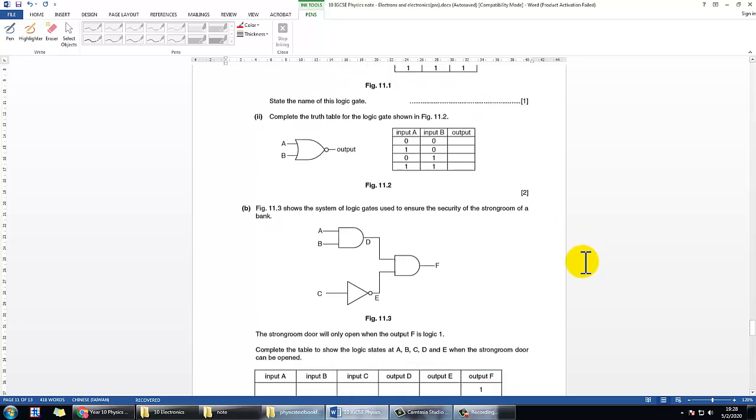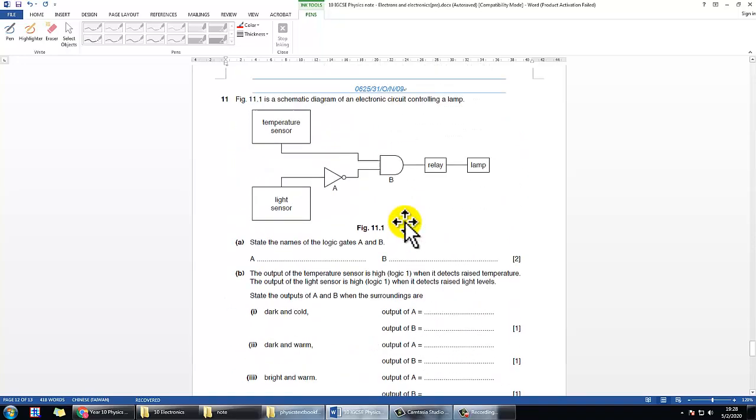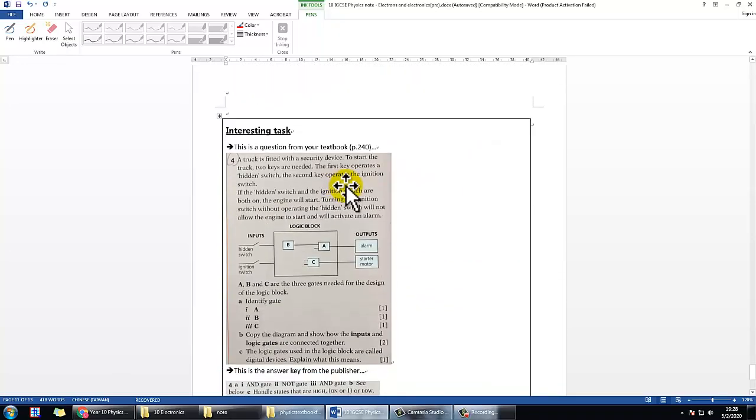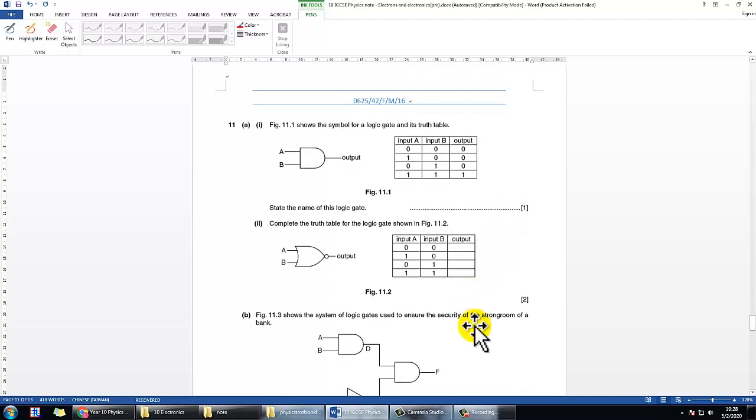Okay, let's finish the last 3 pages. I want you to do the first 2 pages of the past paper questions first, and I'll tell you how to do the last page. So let's do the first 2 pages by yourself first. Pause the video and we'll check the answers together.